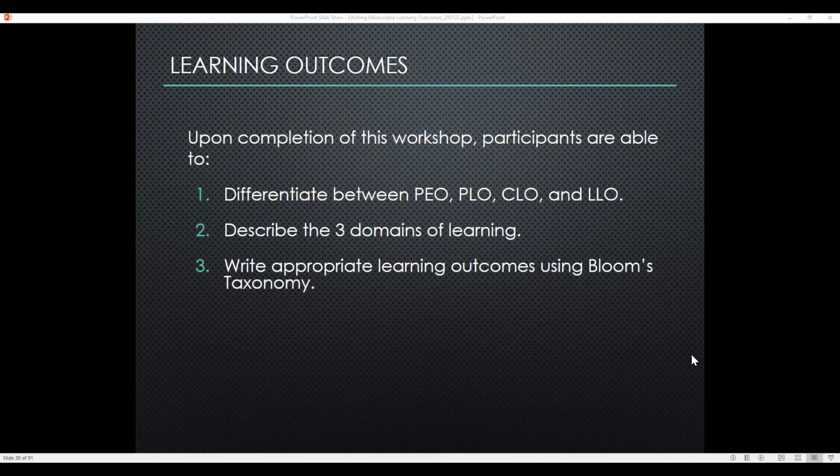Ready? PLO is program learning outcome. Outcomes, that's right. It is what they are able to do at the end of the program. Yes, at the end of the program, be it 3 years or 2 years or even 4 years or 5 years, depending on the length of the program. So it's just when they graduate.